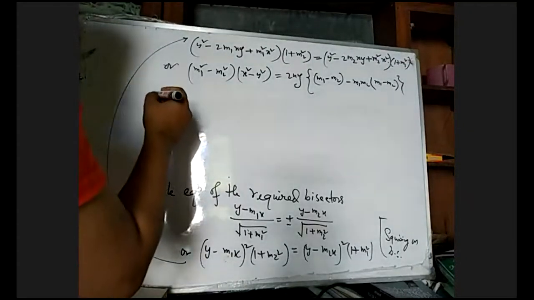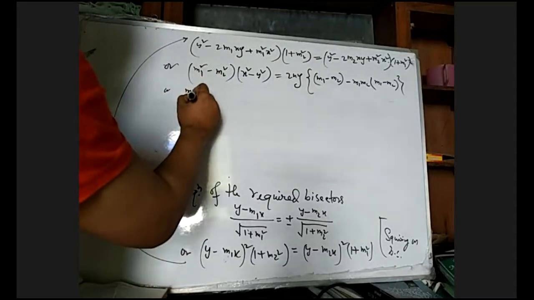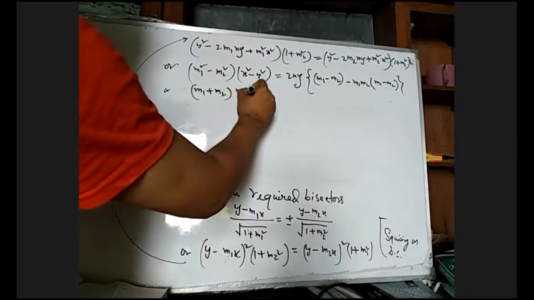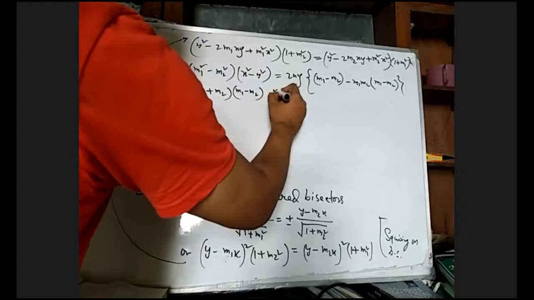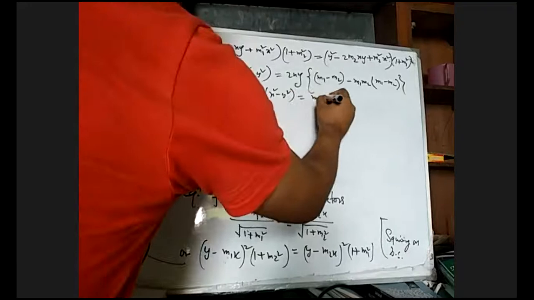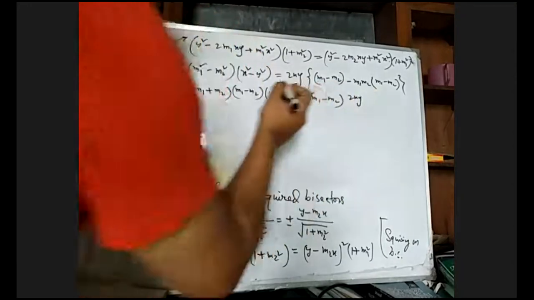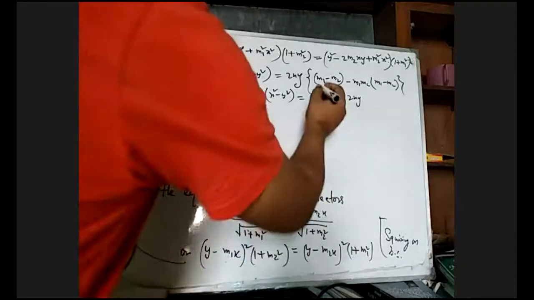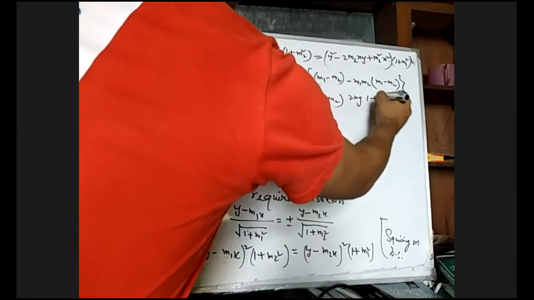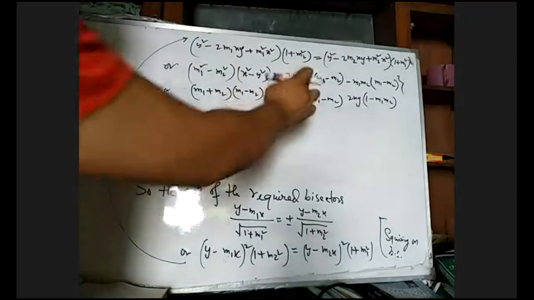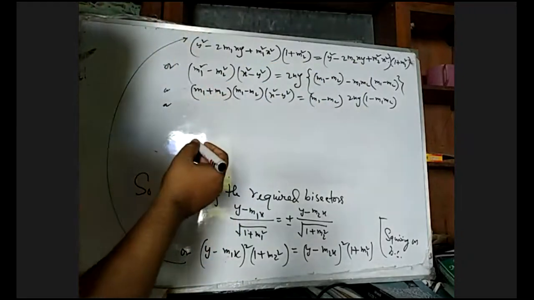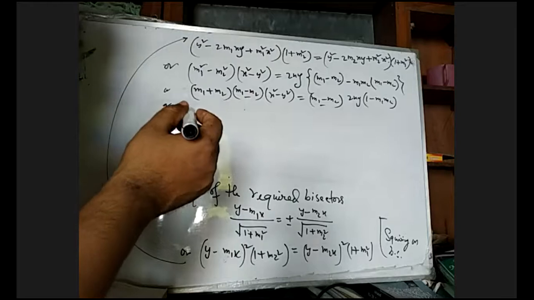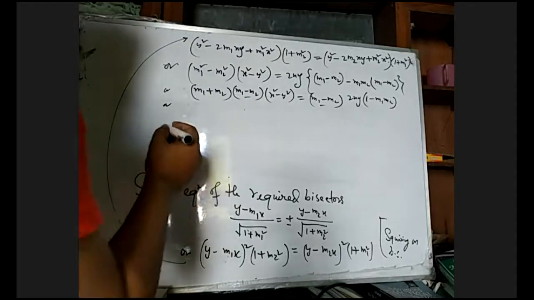Or, this is a plus b into a minus b: m1 plus m2, m1 minus m2, into x square minus y square. This can be taken common, m1 minus m2, twice xy, 1 minus m1 into m2. After taking m1 minus m2 common on both sides, this m1 minus m2 will be cancelled from both sides by dividing, since m1 minus m2 is non-zero. This is why after dividing, we get this one.